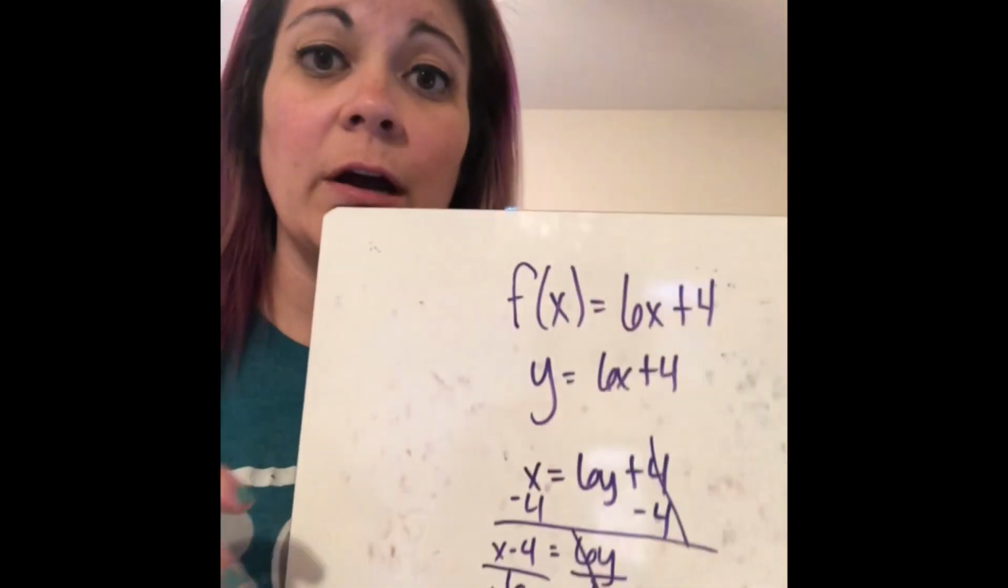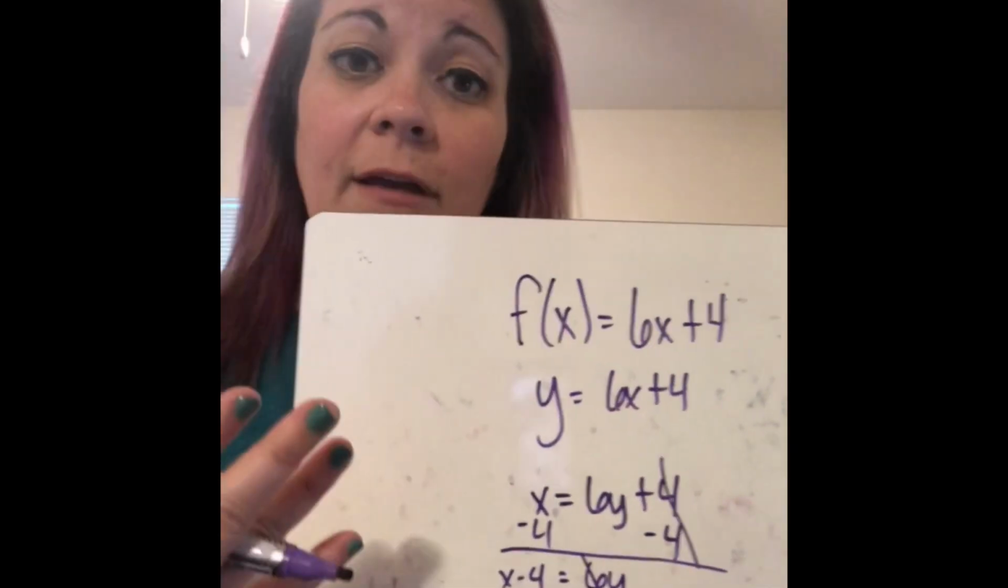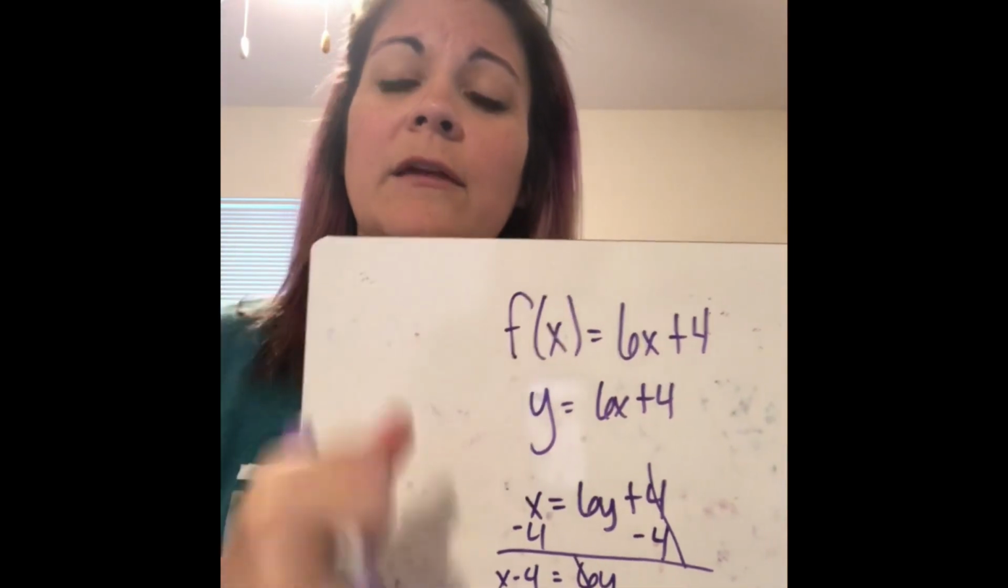So again, the steps are you change f of x to y because those are the same thing, y and f of x. And then you switch the x and the y and then solve for y.